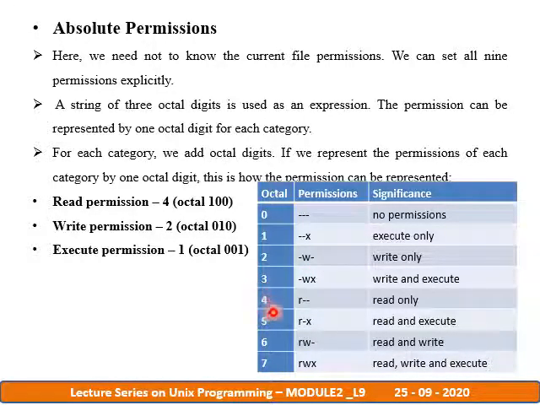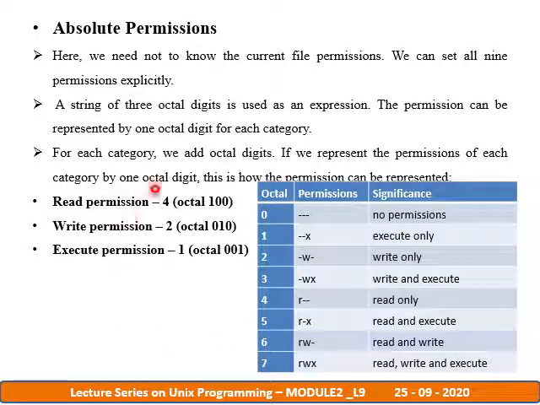Then octal 4 means 100. So the 1 is at the most significant bit, where we have the R bit. So that is read only. Then 5 is 101, so R hyphen X: read and execute. Then 6 represents 110, so read and write. 7 means all, 111, so read, write and execute. So this is how the permissions will be assigned in the form of octal.